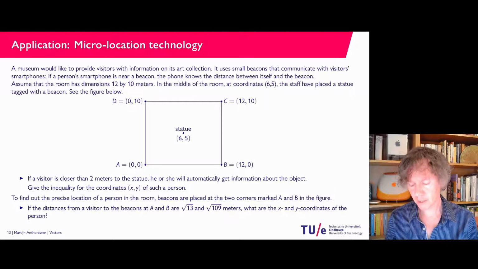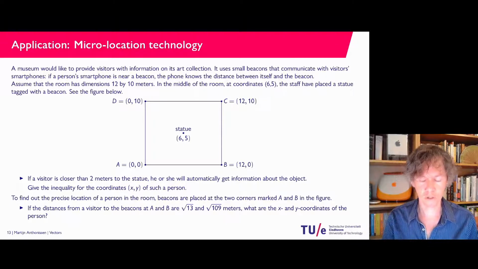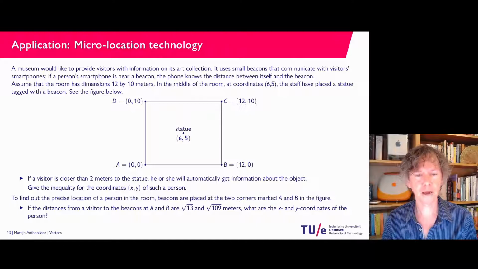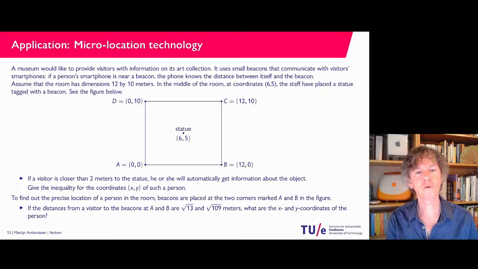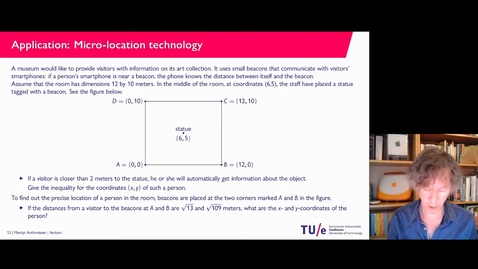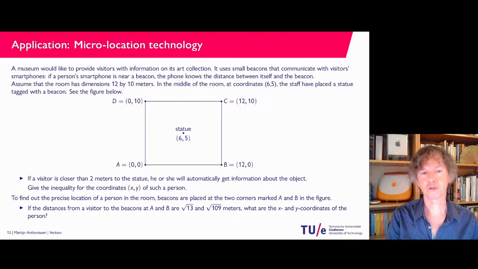Now, here is a little application of something that you can also do using vectors, points in space, distances, what you have seen. It is an old exam question where it says that we have a museum, and the museum would like to provide visitors with information on the art collection, and it uses small beacons that communicate with the visitors' smartphones. So if a person's smartphone is near a beacon, just to explain, here we have a statue that is interesting. There is a little beacon at this position in the room. And if you get close to it, so what is close? Well, you can choose that. Then you get the information. So the phone can measure then the distance between the beacon and itself.